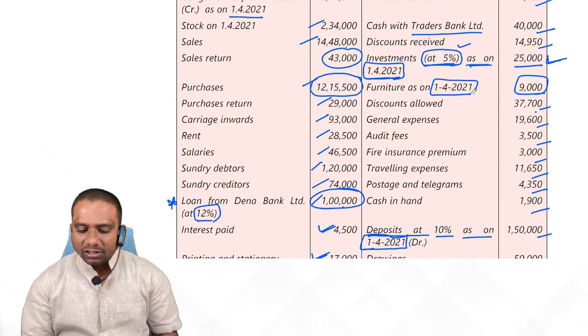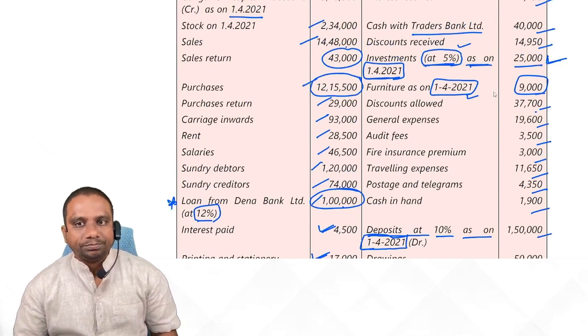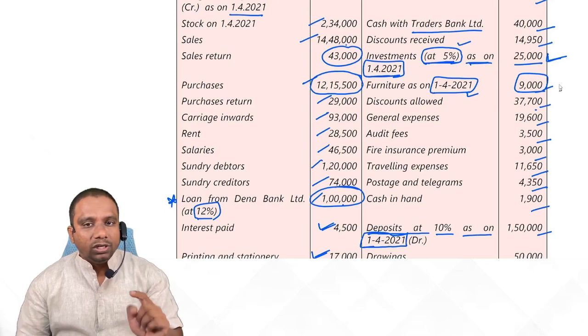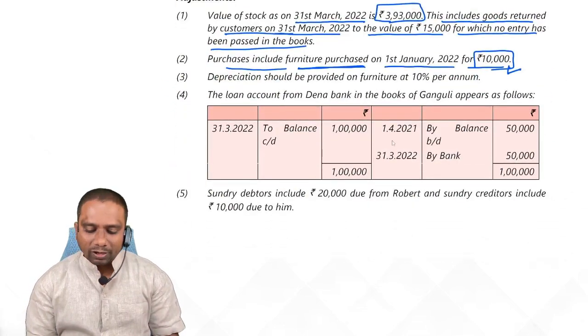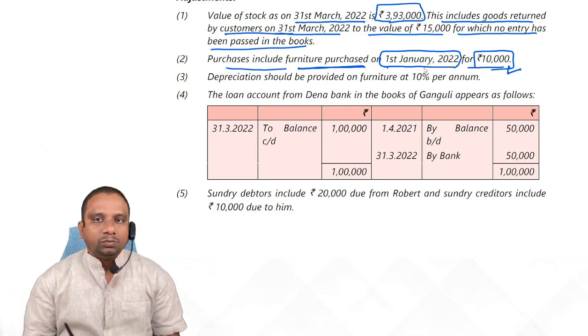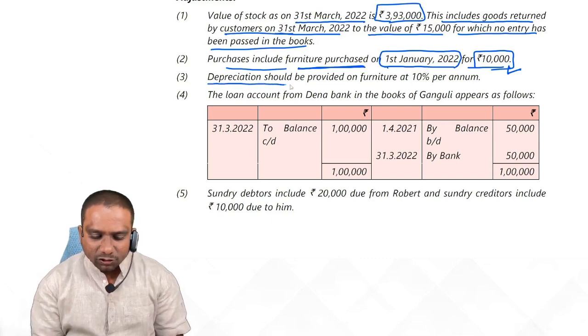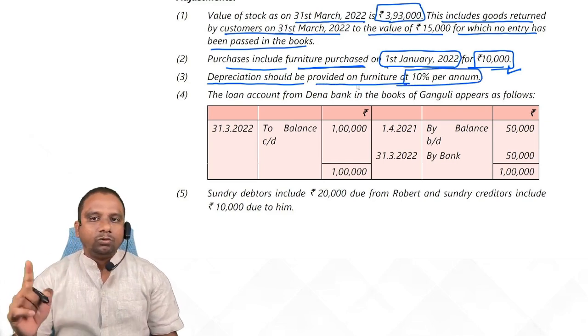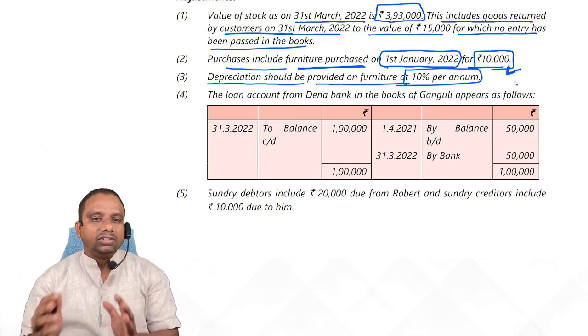Already here we have furniture as on 1/4/2021. On this you have to calculate depreciation for the full year, but for this 10,000 you have to calculate depreciation for 3 months. This is an important adjustment. Next, depreciation should be provided on furniture at 10% per annum: 9,000 for the full year, for 10,000 only 3 months.